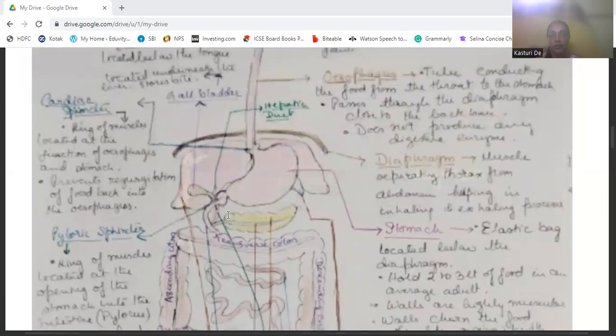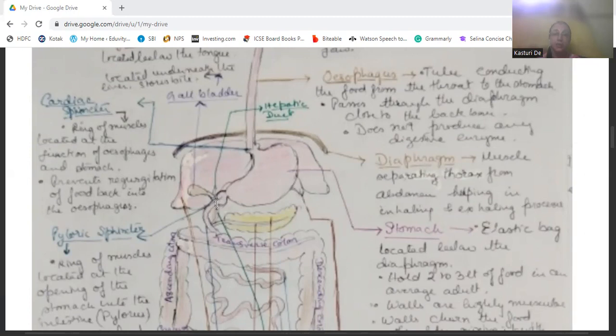In the meantime, when the food enters into the duodenum, the first part of the small intestine, the hepatic duct opens. What is the hepatic duct? The hepatic duct is the duct from the liver; hepatic means concerned with the liver. So the hepatic duct opens into the small intestine together with the bile duct, forming a common bile duct. That is, the two ducts from the gallbladder and from the liver.